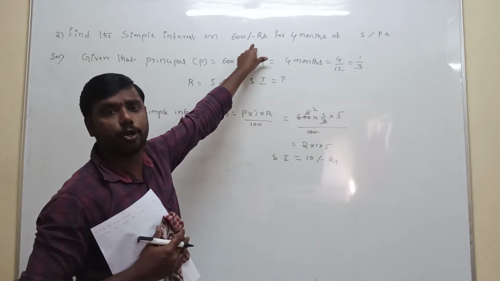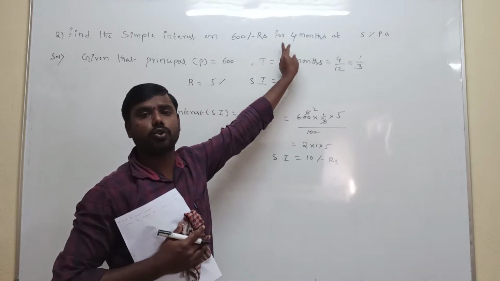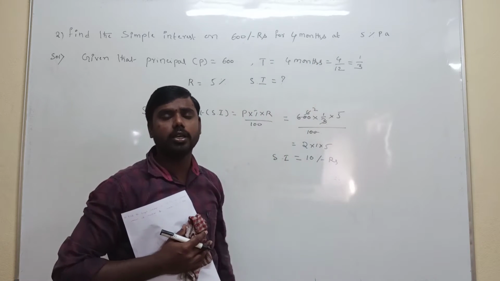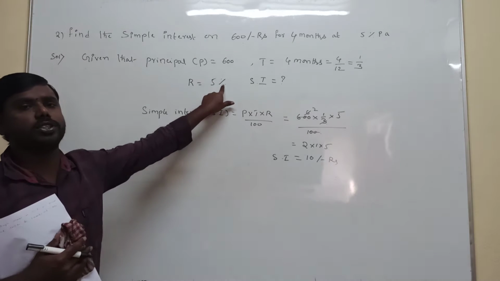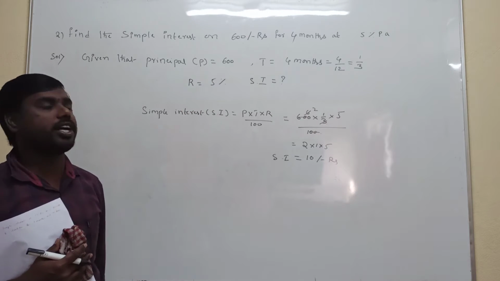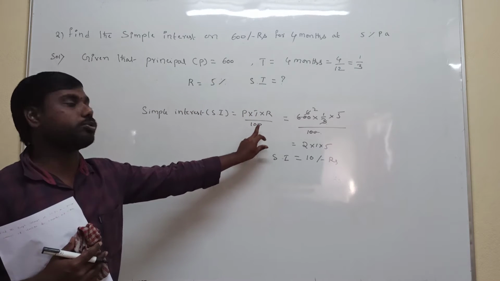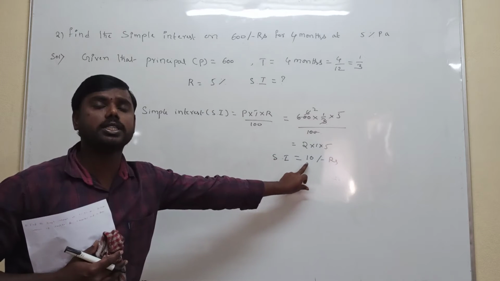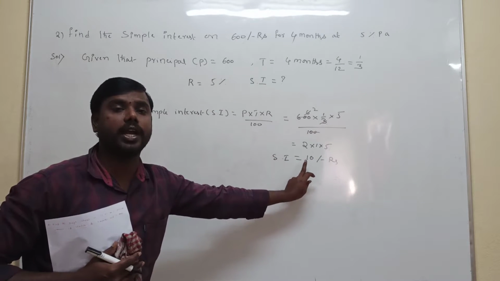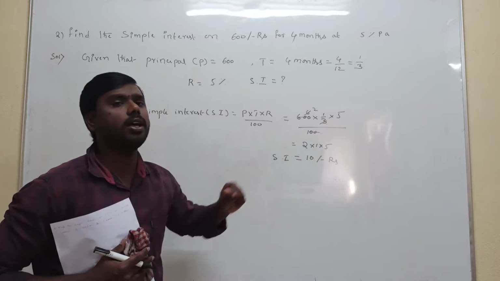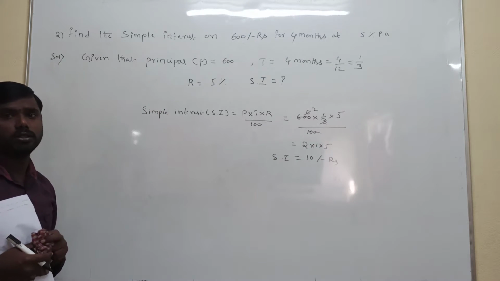We need to calculate simple interest. Principal amount is 600 rupees. Time T is equal to 4 months; to convert to years it is 4 by 12, the value is 1 by 3. Rate of interest is 5%. The simple interest formula is PTR by 100. Substitute the values. Finally we get the required simple interest, 10 rupees per year. Did you understand? Is it clear?